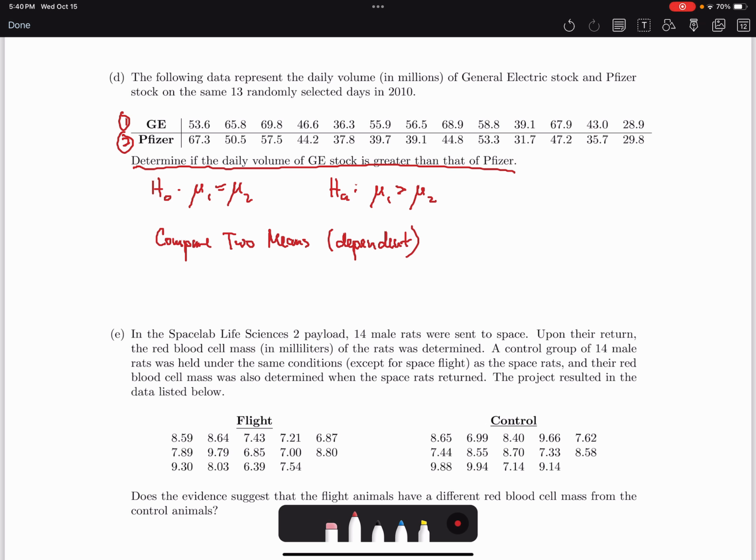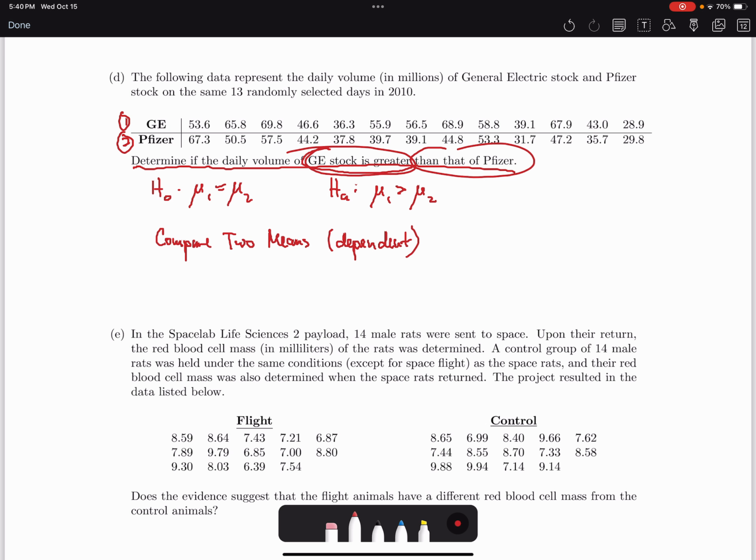Now, we know that we're comparing two groups because we're supposed to be comparing GE to Pfizer, okay? Two groups there, clearly. And we know that it must be a right-tailed test because the problem says so, right? It says if we call GE group 1 and Pfizer group 2, then we want to know if group 1 is greater than group 2. Okay, so mu1 greater than mu2. We're comparing two means, so we'll use the compare two means app.